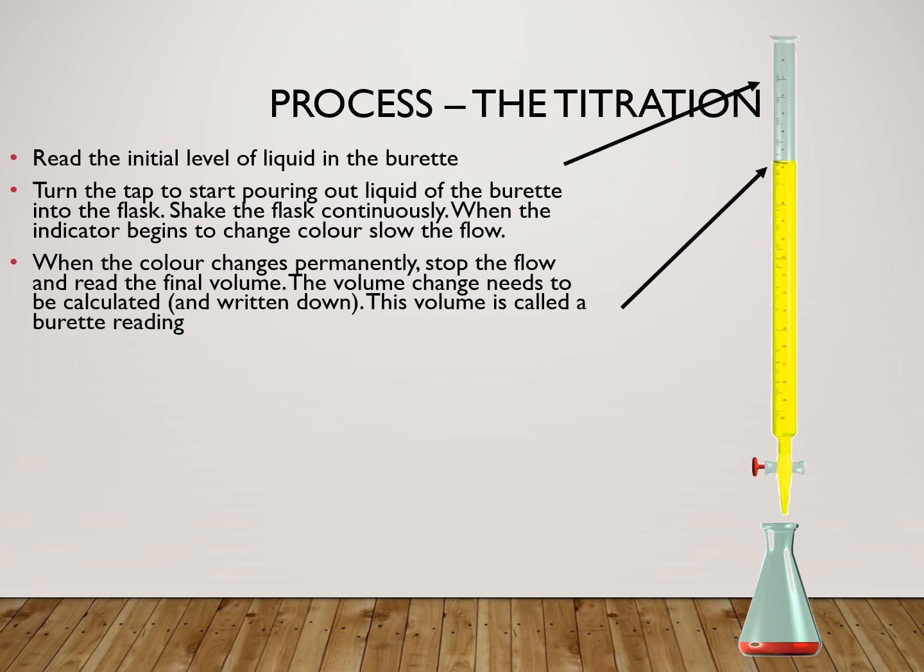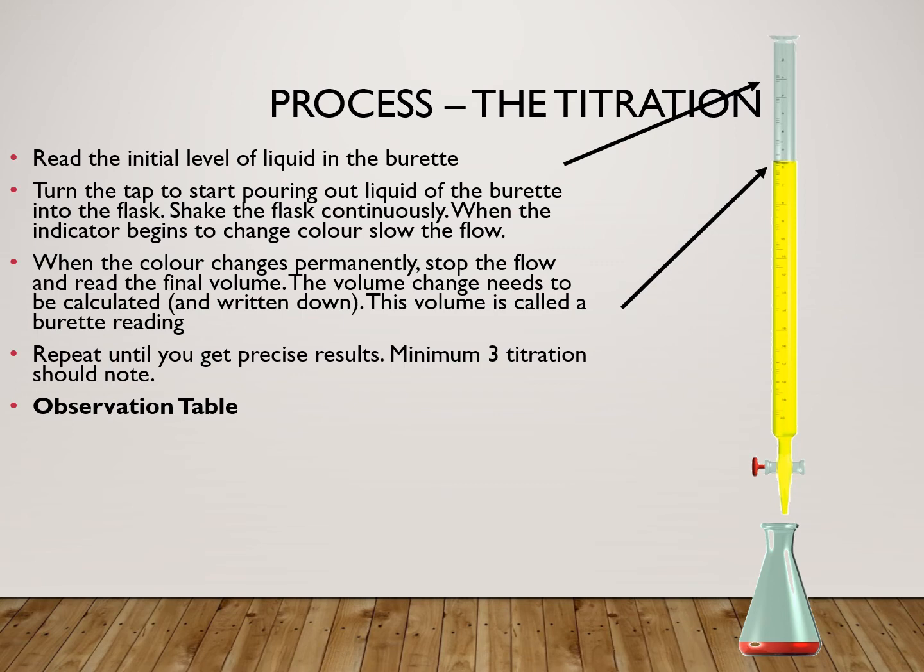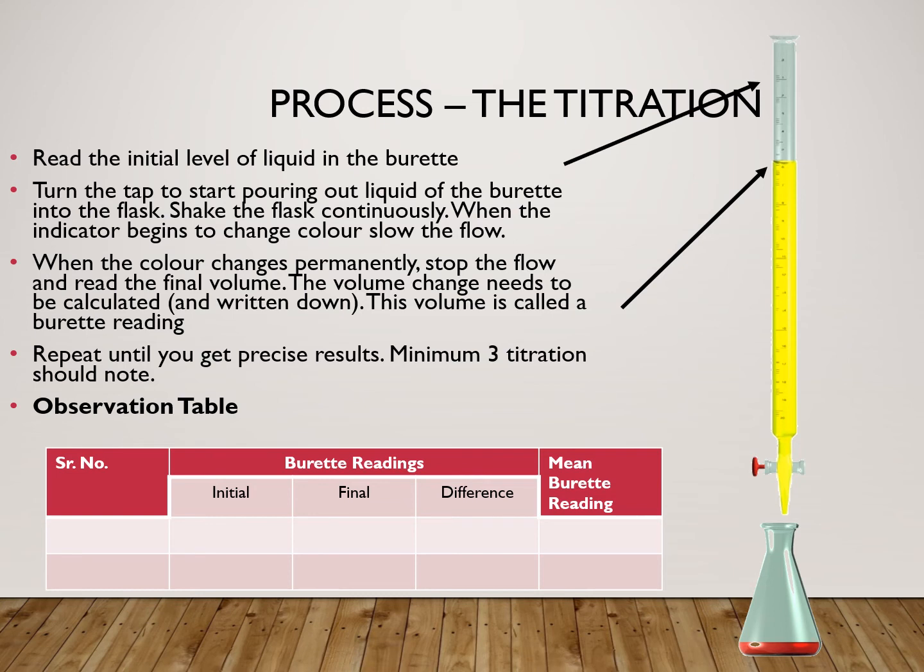The volume change needs to be calculated, that is final volume minus initial volume, and that will be the burette reading, and record it in the observation table. Repeat until we get three precise results. Minimum 3 titrations should be noted. Those are recorded in the observation table. The observation table is like this: serial number, burette reading, that is initial burette reading, final burette reading, and the difference of these final and initial, and mean burette reading, also termed as MBR.